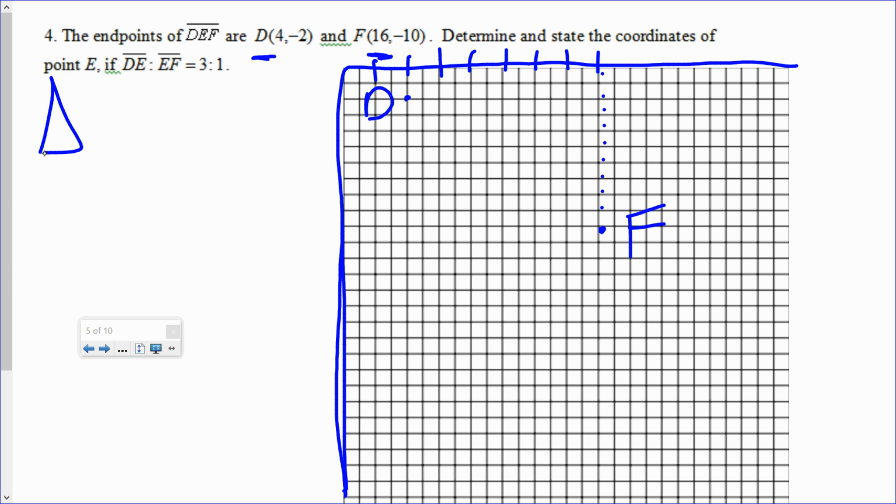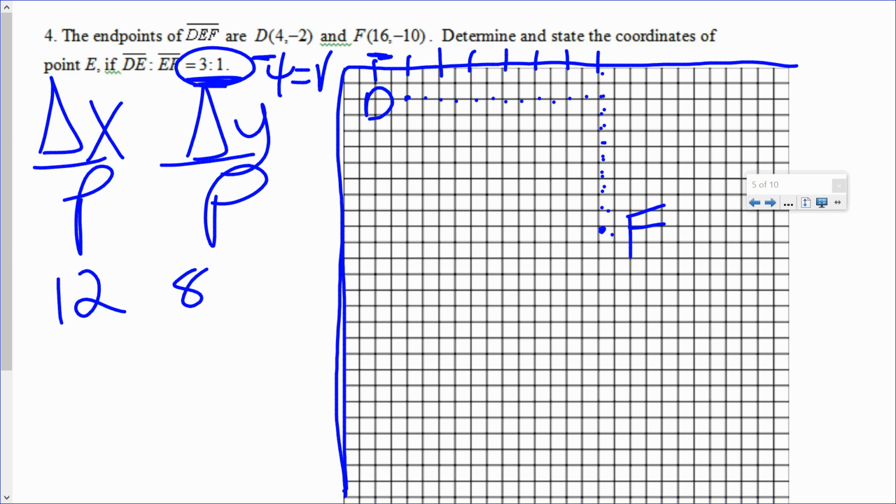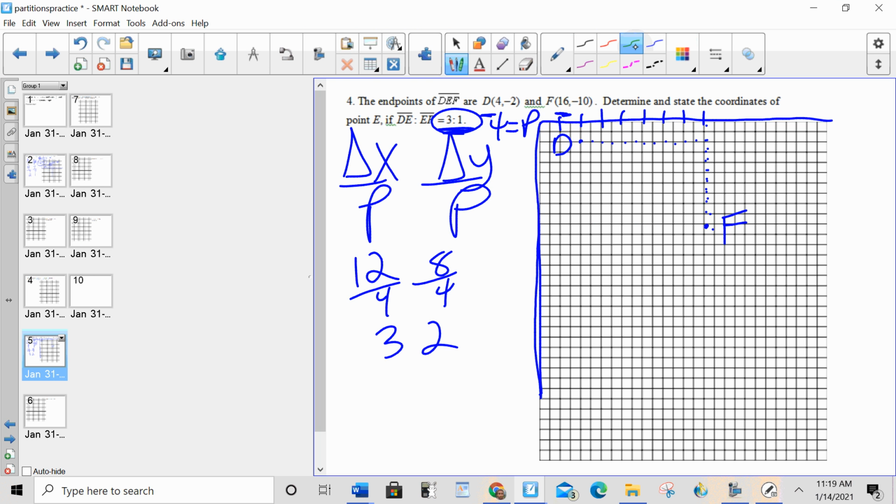Now that you've tried this problem on your own, delta x over p, delta y over p. That's step 1. For delta x and delta y, I'm going to count. 1, 2, 3, 4, 5, 6, 7, 8, 9, 10, 11, 12. And then 1, 2, 3, 4, 5, 6, 7, 8. P is the total number of partitions. 3 and 1 is 4. 3 and 2. So now I'm going to count 3 in the x direction, 2 in the y direction, and make a point. I'm going to use a different color for that.